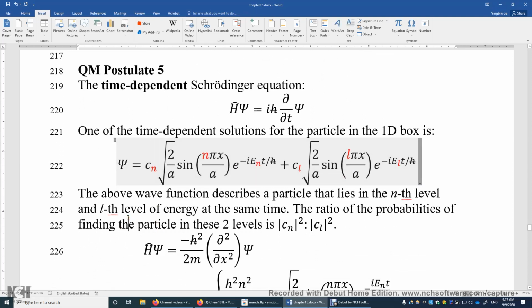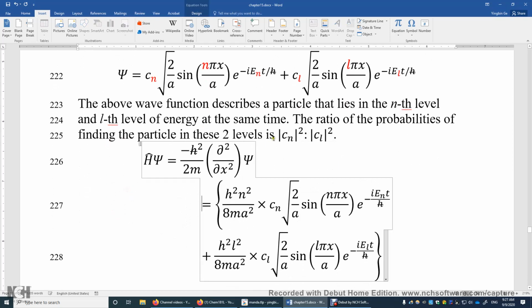Again, if you measure the energy of the particle, you will be able to get two different values. One is n squared h squared over 8ma squared. The other is L squared h squared over 8ma squared. All right? The outcome is probabilistic. The probability ratio is here.